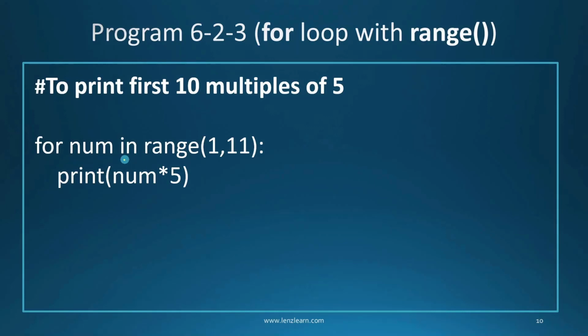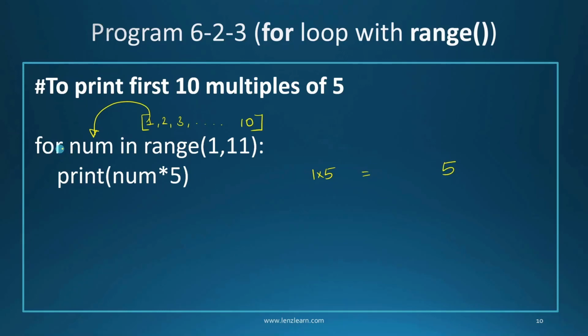Now this is a sample program where we are going to use the range function inside a for loop. According to this range function, the values that are going to be generated are 1, 2, 3, all the way up to 10, right? So when this for loop runs, the first time the value 1 will be loaded into the variable num, and then it will print 1 into 5, so the value will be 5. So in the output, 5 will be printed.